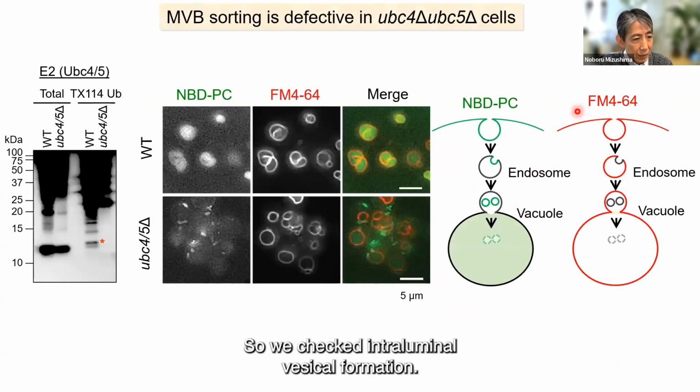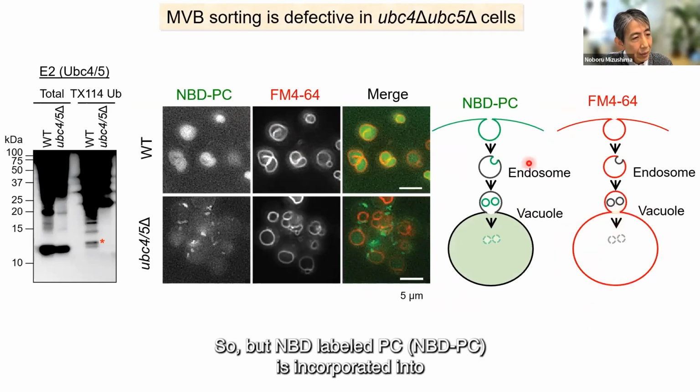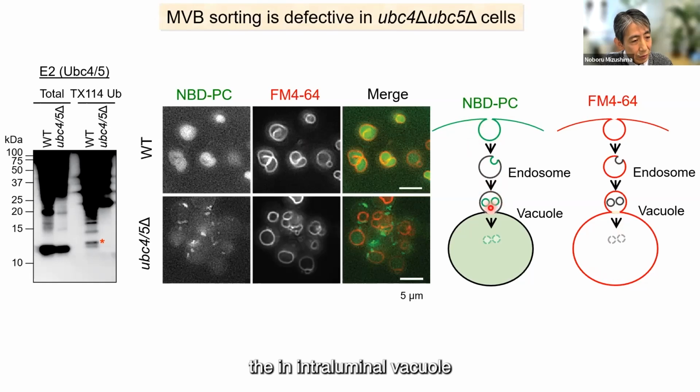So we checked intraluminal vesicle formation. So in yeast, FM4-64 can label the vacuolar membranes like this. But NBD-labeled PC is incorporated into the intraluminal vesicles and delivered to the lumen of the vacuole. So we detected NBD-PC inside the vacuole in wild-type yeast cells.